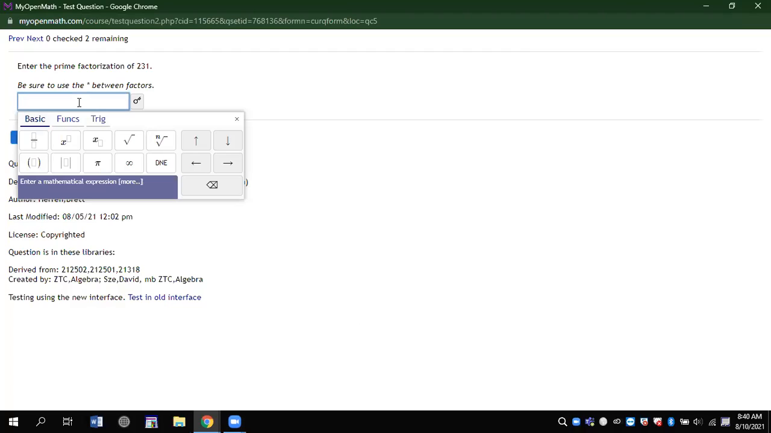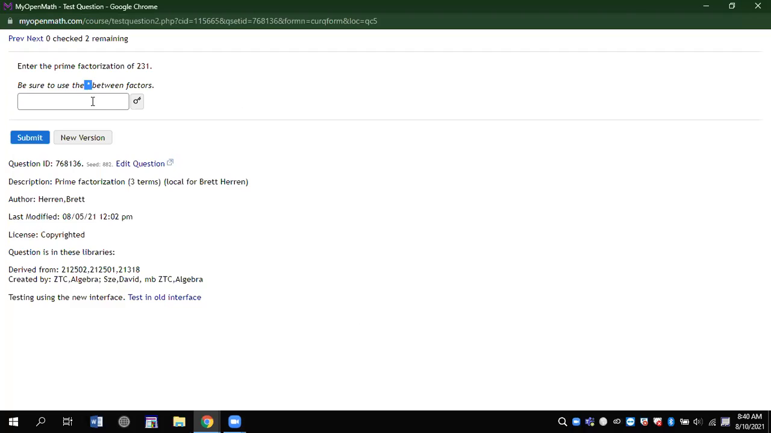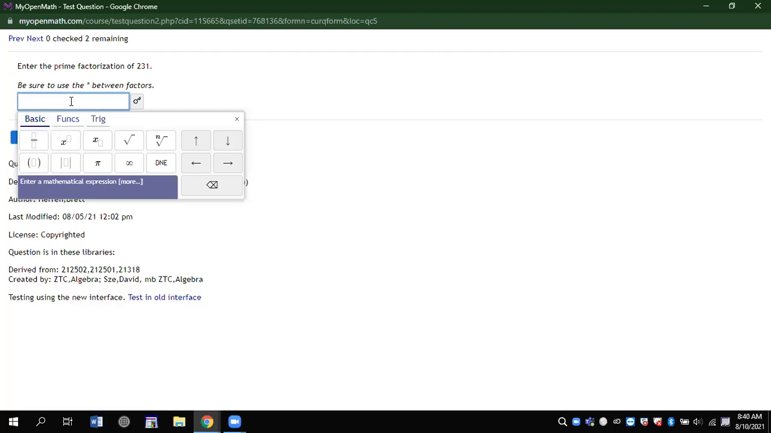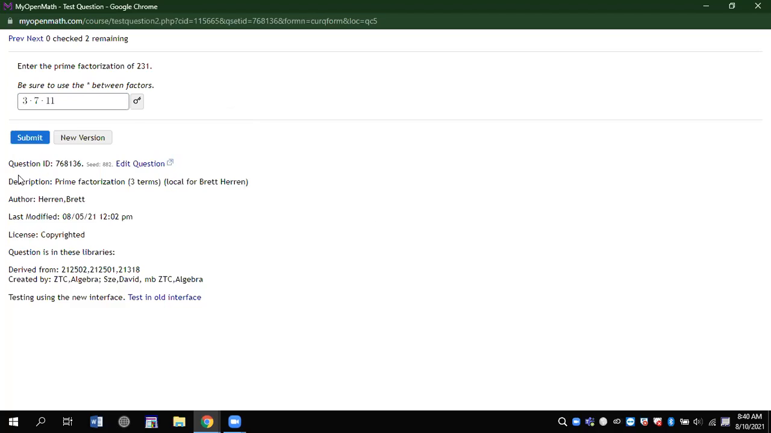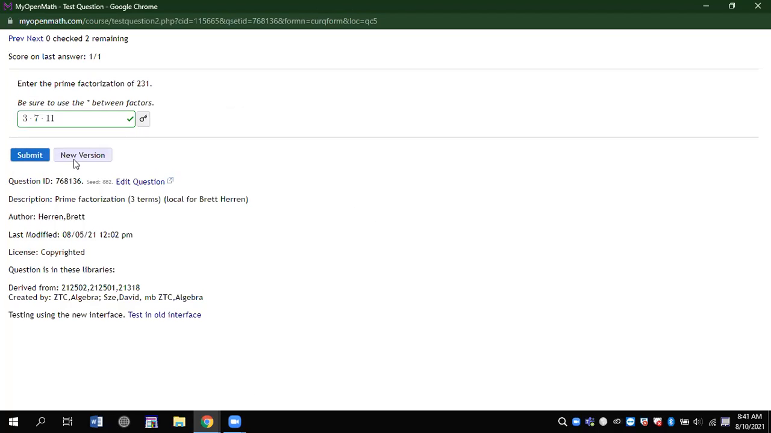So it's the asterisk. It's that star that is the times. That's exactly right. See how it says right here? Put the star between. So it's the shift 8 or the star that's on the number pad. Either way, somehow get that star, which is above the 8, shift 8, and that'll do it. So I'm going to go 3, and I'm going to hit shift 8, and it just puts a dot. 7, and then shift 8, 11. Like that, and submit. Yep, it's taken it. And so there we go.